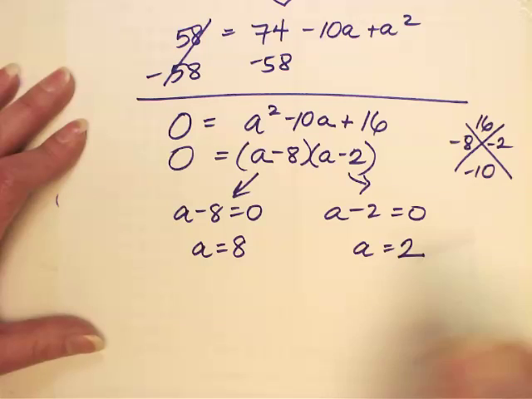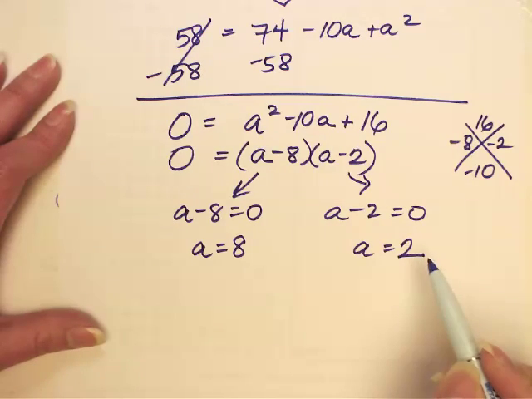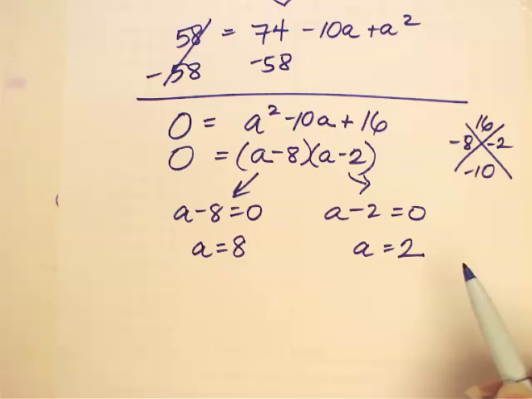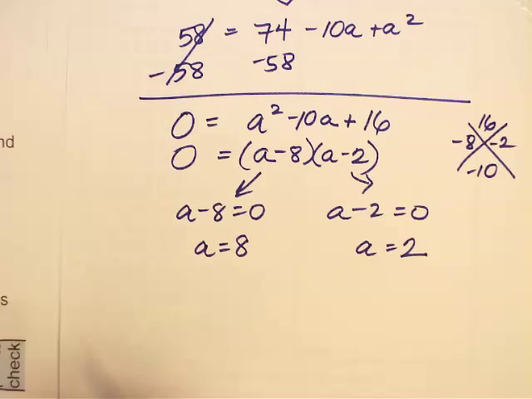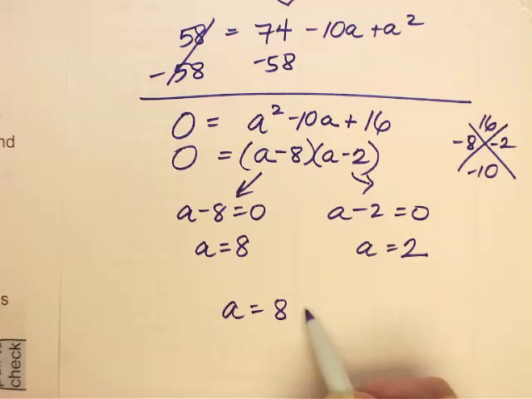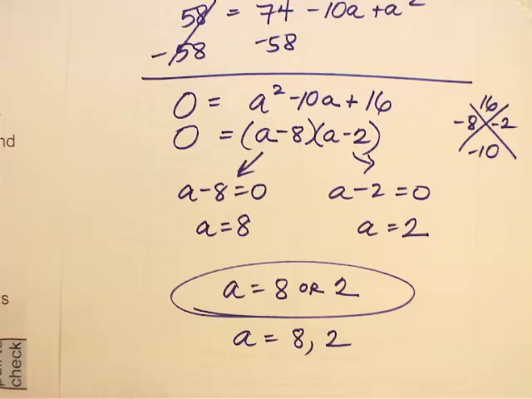Keep in mind that this is telling me where the other endpoint will be. So there are 2 possibilities. If you have a line segment and you know its distance, it could end up in 2 different directions. That's why you have 2 different answers. So a possible answer could be a is 8, or I could have a is 2, or I would just write a equals 8 or 2.